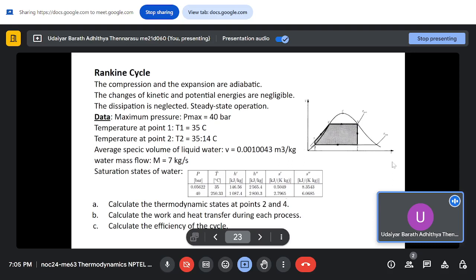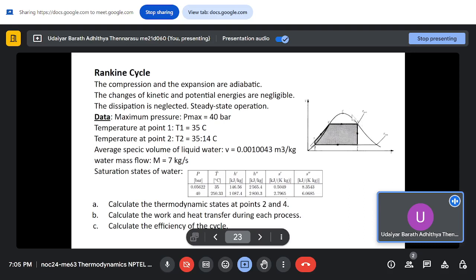So you need to bring this closer to the saturated vapor curve, increasing the x value at the exit of the turbine. One way is to do this 3-4 process outside the two-phase dome. In that case, you have to heat it some more, or you have to increase the exit pressure. So that is another way, and you can also increase the condenser pressure.